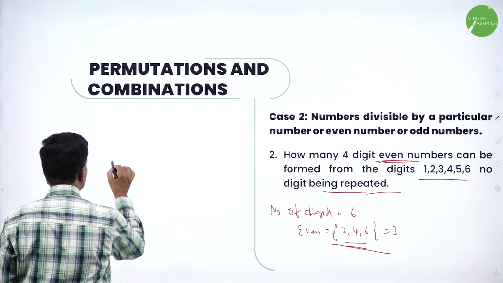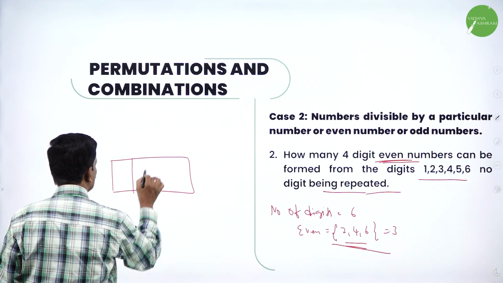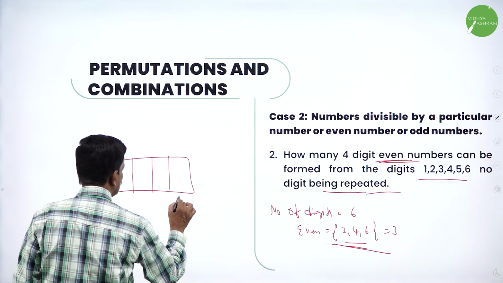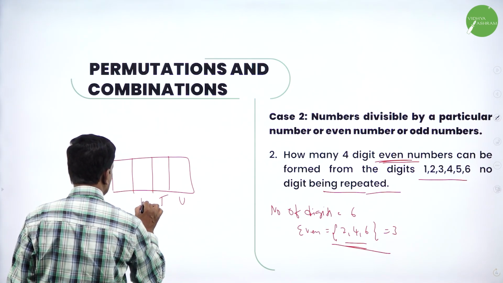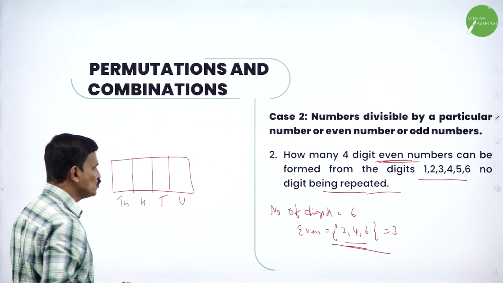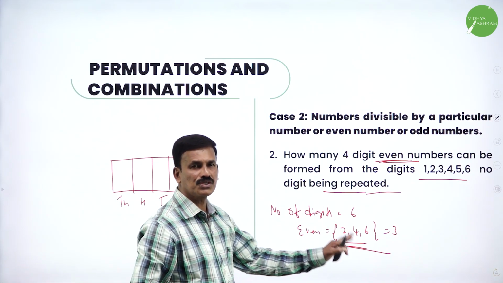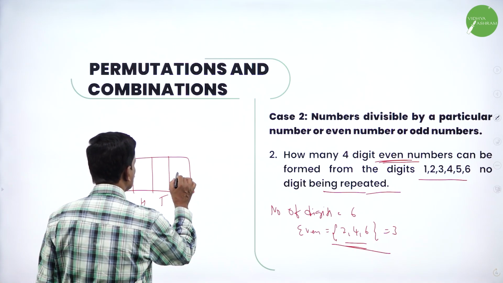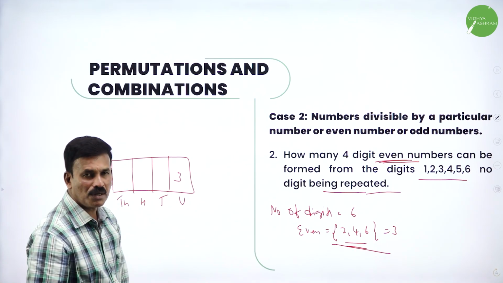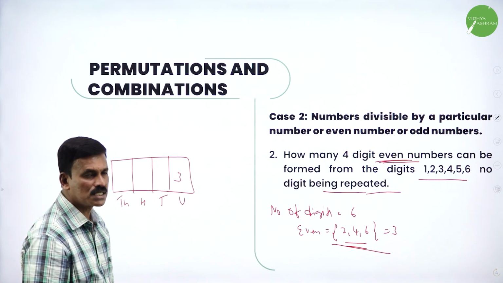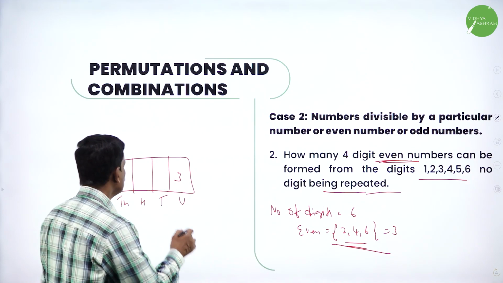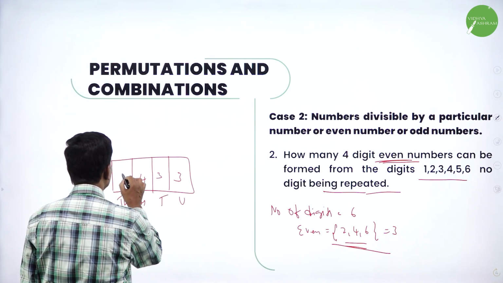So the number should end with only these three even numbers. So unit place, 10s place, 100s place, 1000s place. Here the unit place can be filled by 2, 4, 6. How many numbers are there? Three. The unit place can be filled by the even numbers 2, 4 and 6. So the remaining can be filled by 3, 4 and 5.